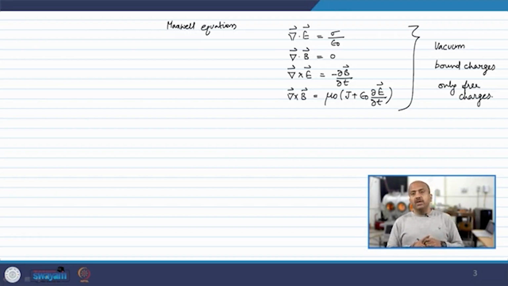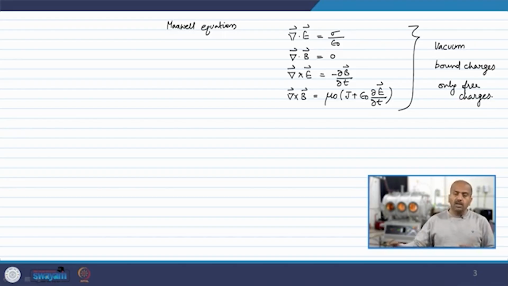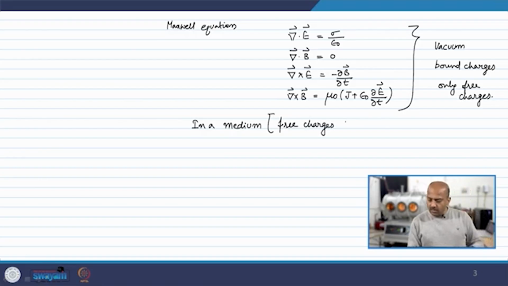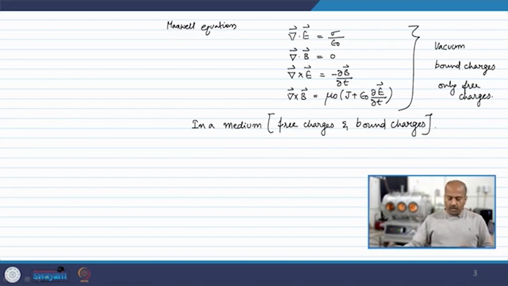But when you consider a medium, you have to account for both the free charges as well as bound charges. Bound charges, let us say an electron bound to the nucleus inside the atom, can be considered as bound charges. Free charges are those which are basically free. So, when you are talking about a medium, we will have both free charges and bound charges. Okay. So, how do we write the Maxwell equations?